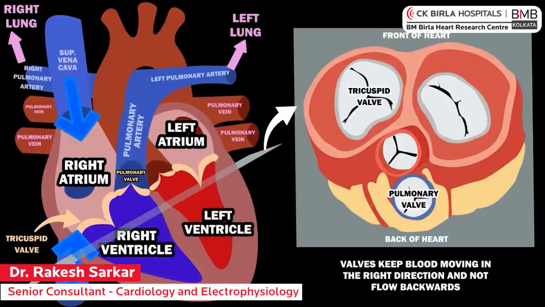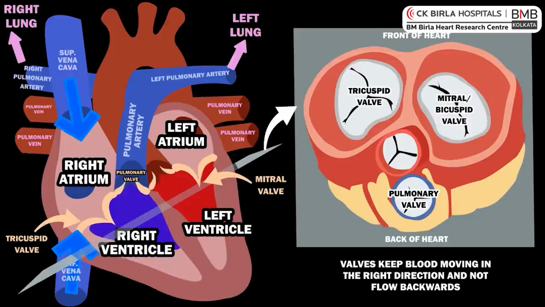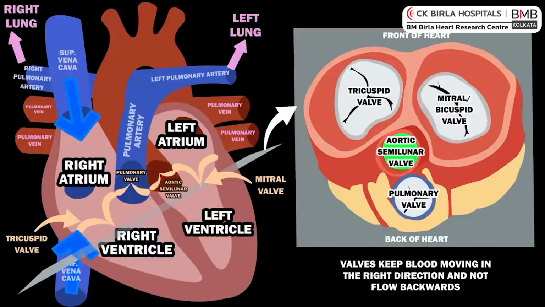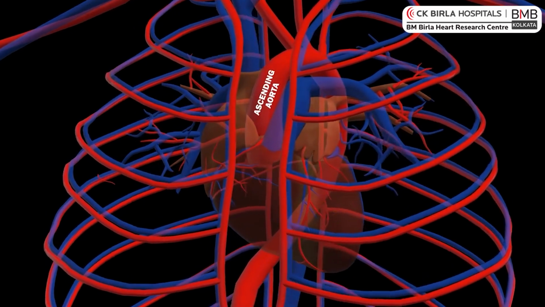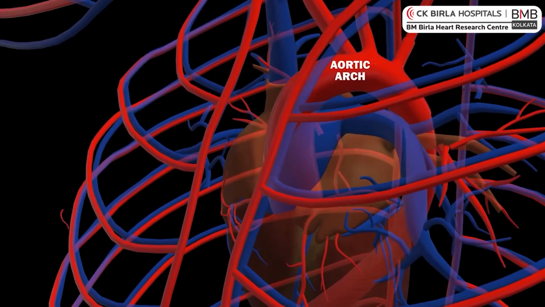After reaching the left atrium, the purified blood goes to the left ventricle through the valve called the mitral valve, and from the left ventricle it goes to the rest of the body, that means the whole body except the lungs, through the aorta and its branches. Not only that, the heart itself gets its own blood supply, that means purified blood from the aorta, through channels called coronary arteries.